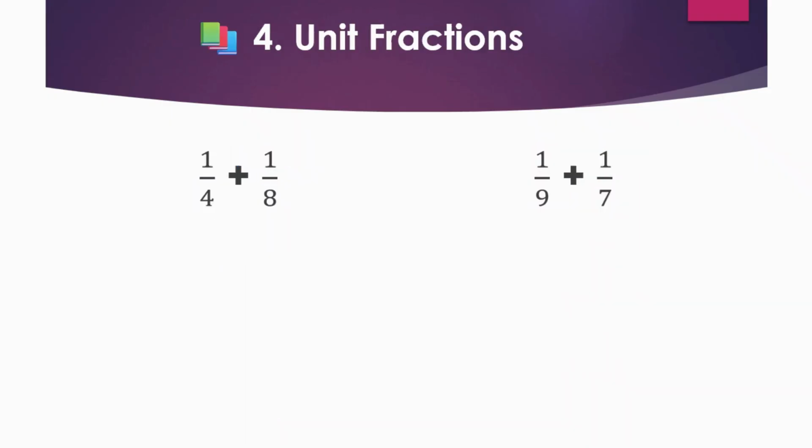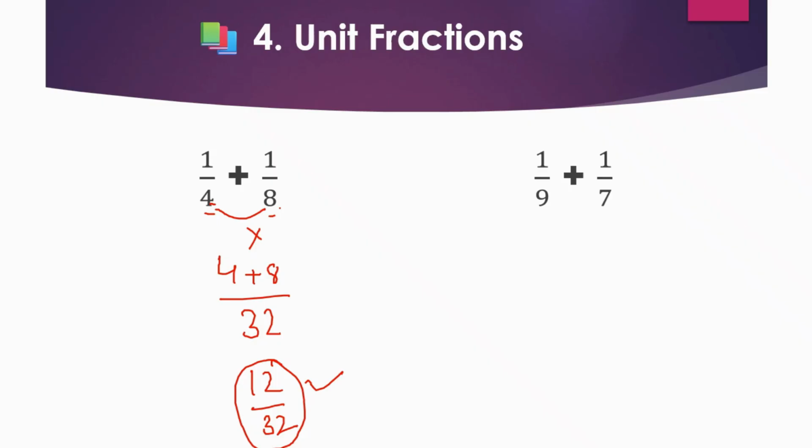Next is unit fractions. For unit fractions, there is a trick for adding them. In the numerator, just add the bottom parts, 4 plus 8, and then multiply them for the denominator. 4 times 8 is 32. 4 plus 8 is 12, so it's 12 by 32. Simple. Same goes with the next one. Just add the denominators, 9 plus 7, and then multiply them. 9 times 7 is 63. 9 plus 7 is 16, so it's 16 by 63.